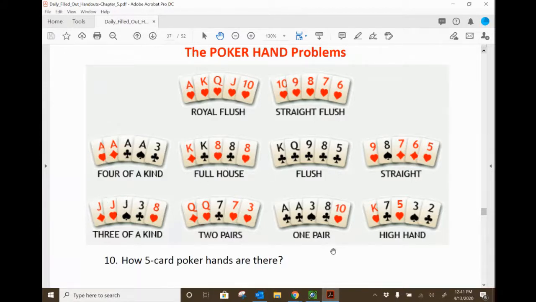I don't play much poker. I believe that going right to left, this is the worst hand you can have, and then a one pair beats a high hand, two pairs beats a one pair, three of a kind beats a two pair, a straight beats a three of a kind, a flush beats a straight, full house beats a flush, four of a kind beats a full house, and a straight flush beats a four of a kind, and the royal flush is the best ever. A flush means all of the same suit.